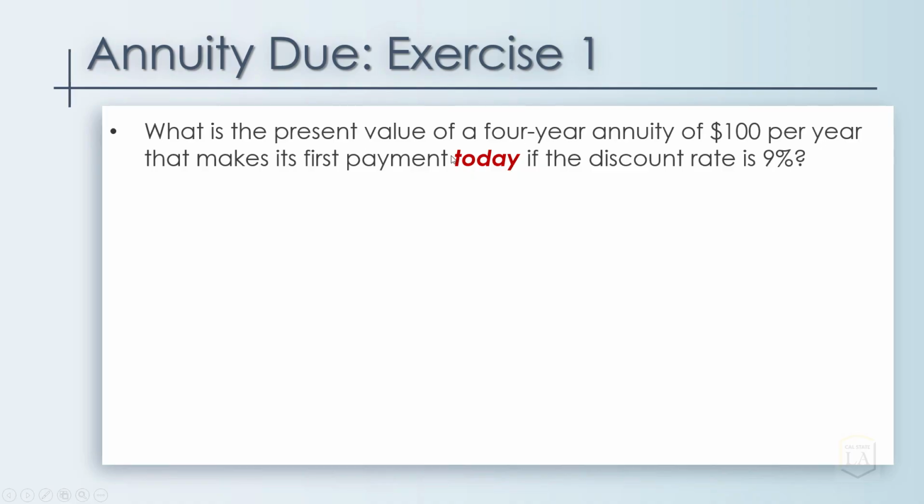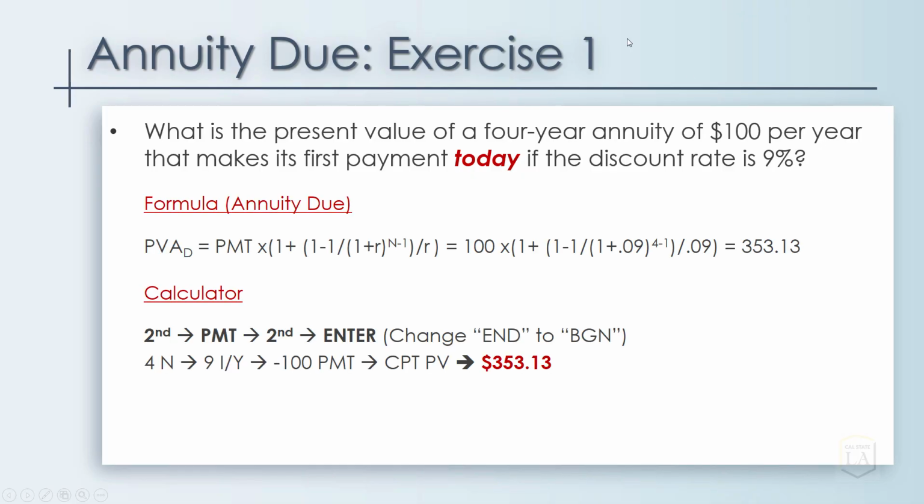So if you wanted to differentiate it, you just want to pay attention to this part right here. It's asking you about the present value of a 4-year annuity of $100 per year, where the first payment is being made today, meaning that it will always start at the beginning. And if the discount rate is 9%, you could calculate the present value by using the formula from the earlier slide.